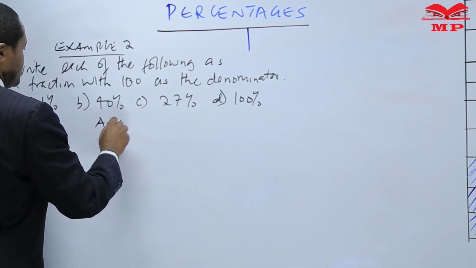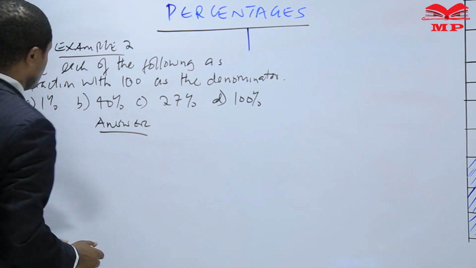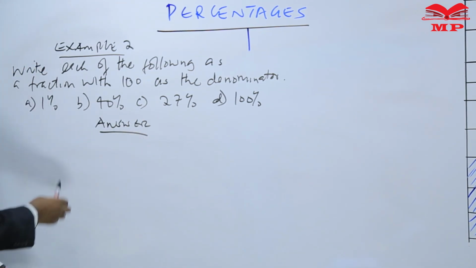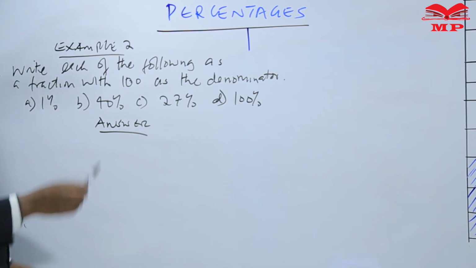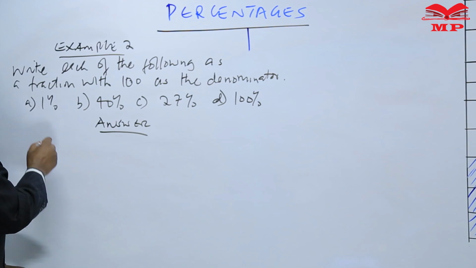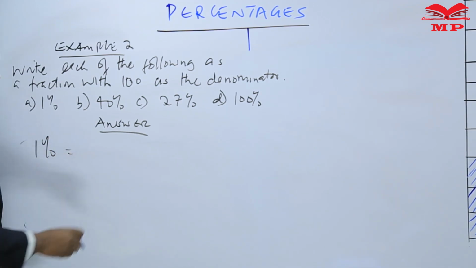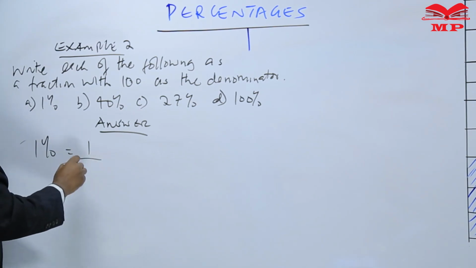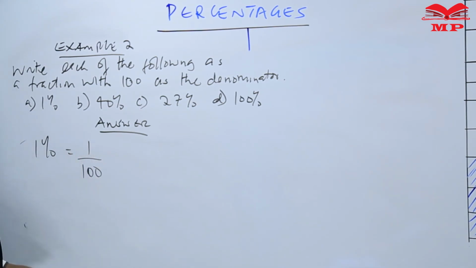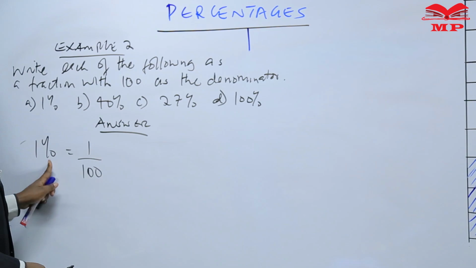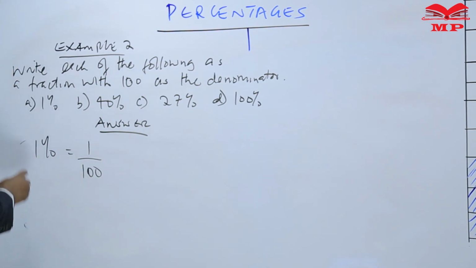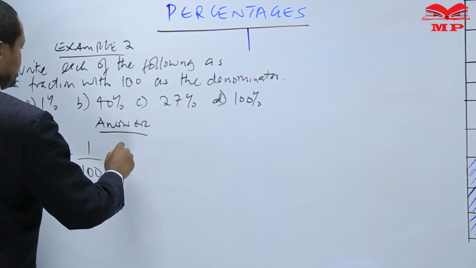Answer. We want to write 1% as a fraction with 100 as the denominator. So 1% will be equal to 1 over 100, because we said percent means out of 100. This is A.